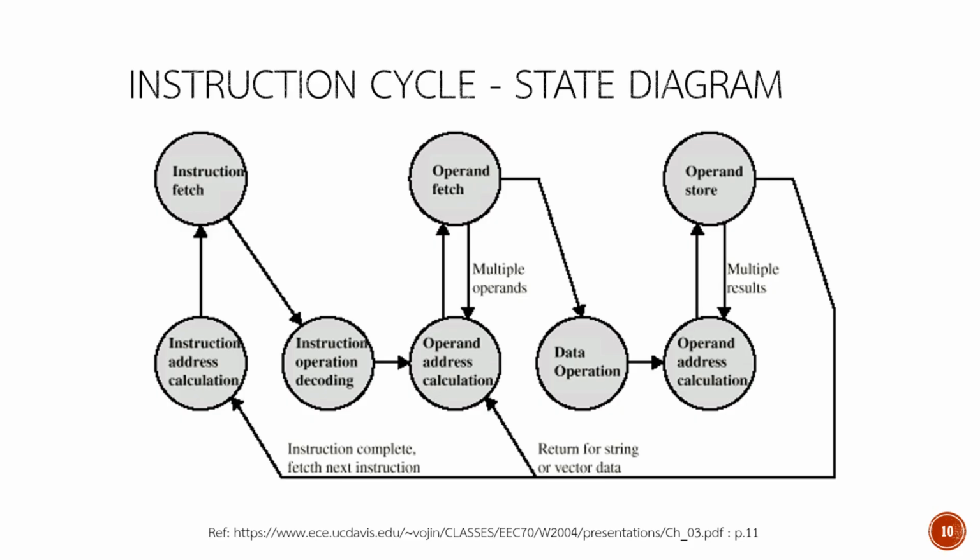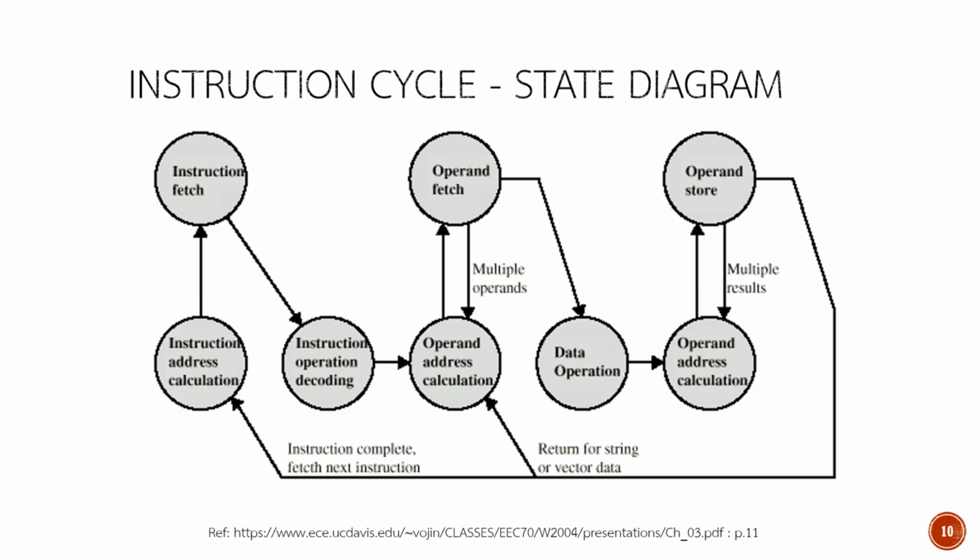For any given instruction cycle, some states may be null and others may be visited more than once. The states can be described as follows. Instruction address calculation, IAC. Determine the address of the next instruction to be executed. Usually, this involves adding a fixed number to the address of the previous instruction. For example, if each instruction is 16 bits long and memory is organized into 16-bit words, then add 1 to the previous address. If instead memory is organized as individually addressable 8-bit bytes, then add 2 to the previous address.